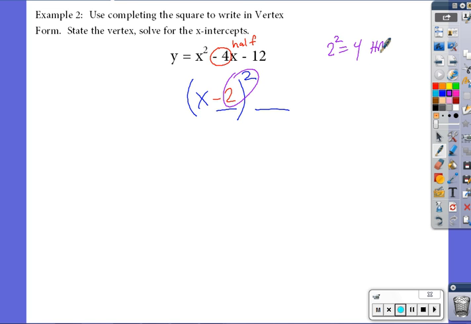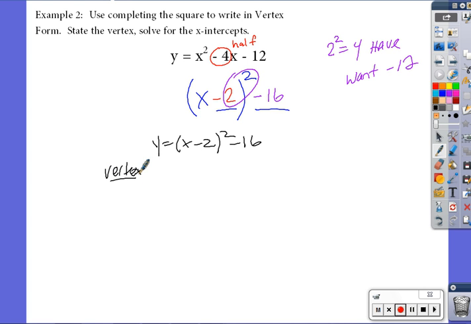So I have 4. I want -12. So how do you get from 4 to -12? Well, I'm going to have to subtract 16. So there's my vertex form. What is my vertex? My vertex is always going to be the opposite of that, which is 2, and that number, which is -16. If I solve this equation, I would find my x-intercepts.